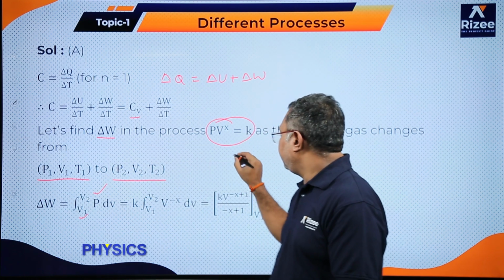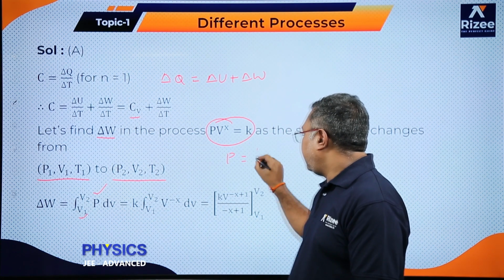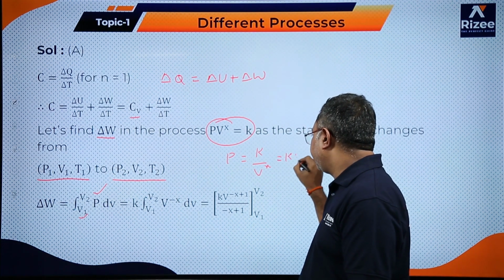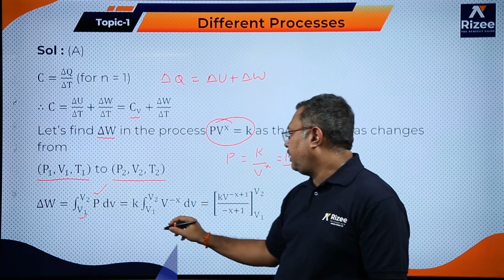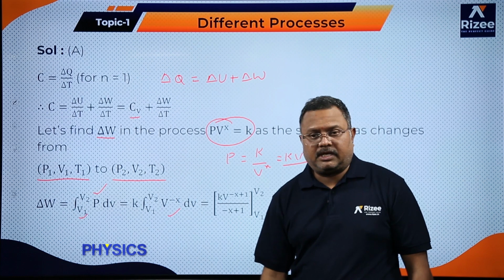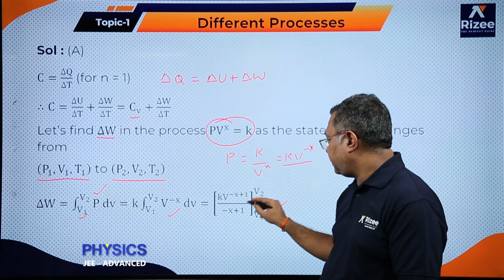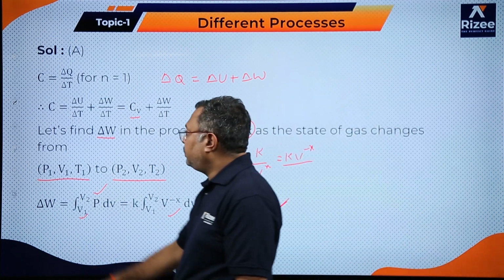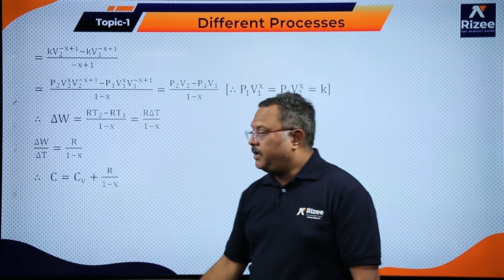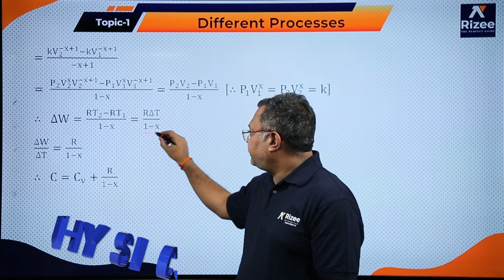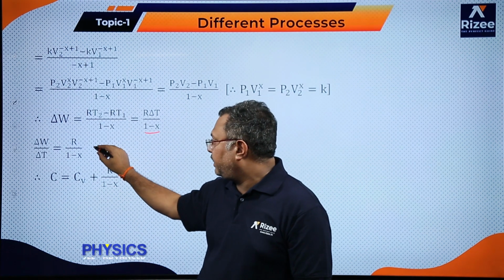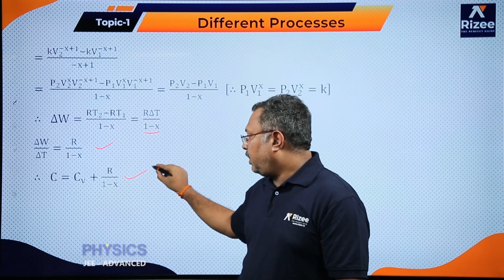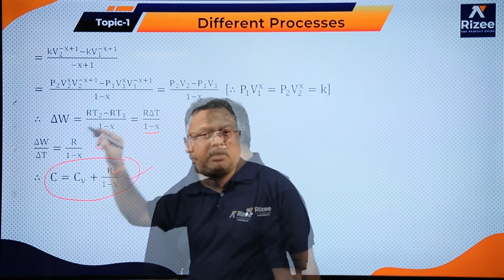Substitute the pressure from the given relationship. From here, pressure can be written as K by V^x, or K into V^(-x). So replace this equation here and go for the integration. The general mathematical procedure gives K V^(-x+1) by (-x+1). Substitute your corresponding upper limit and lower limit so that you can get the value of the work done here. So work done will be R into delta T by (1 minus x), and if you take delta T to the other side, delta W by delta T is equal to R by 1 minus x. Substitute in the molar specific heat.